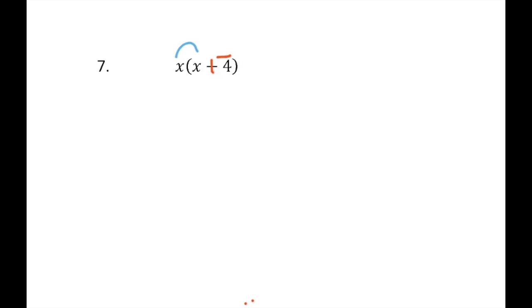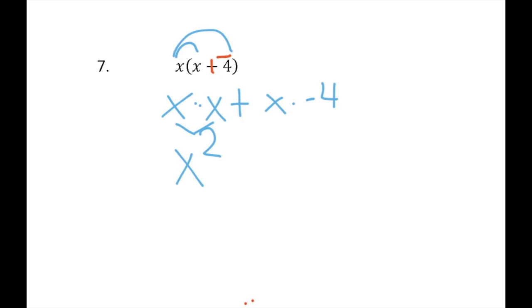x times x, remember from problem 5, x times x is x squared. Bring down my plus. Now I'm going to say x times a negative 4. Okay, what is x times negative 4? I'm going to write my coefficient first, so it would be negative 4x.